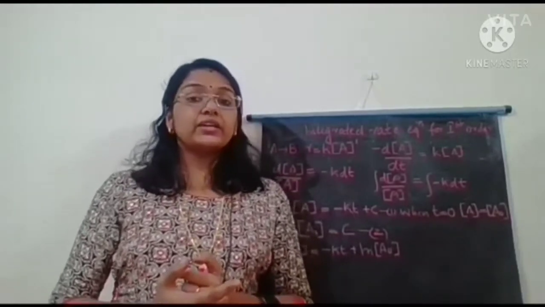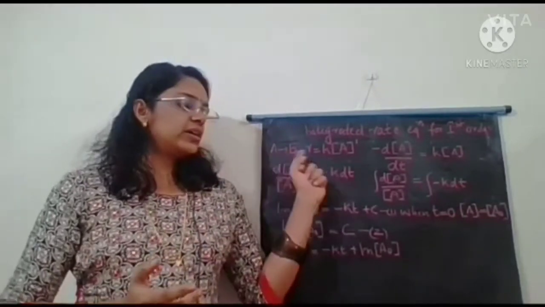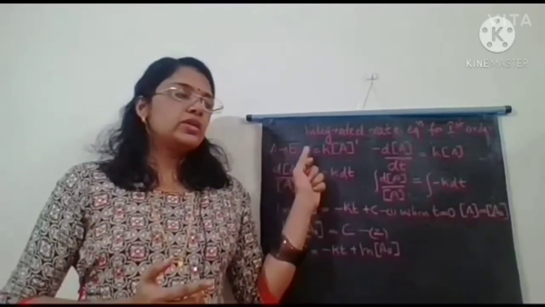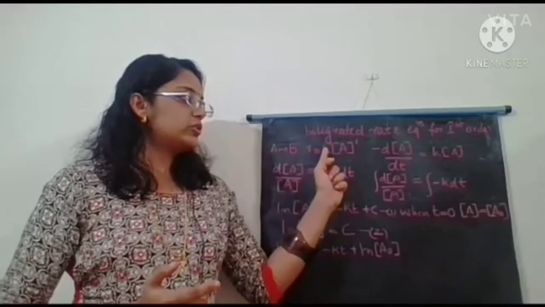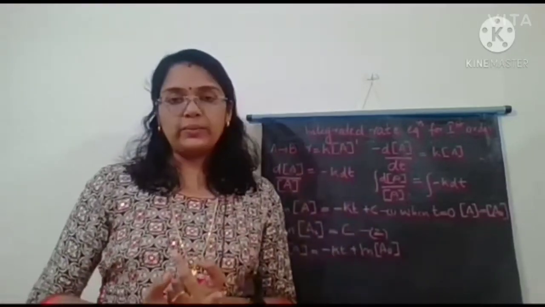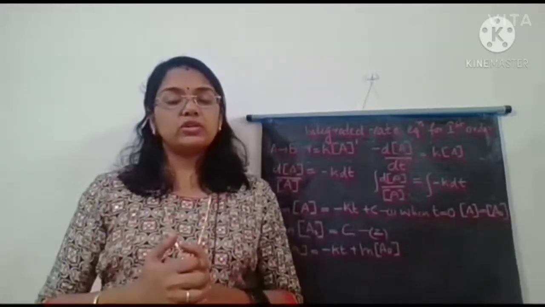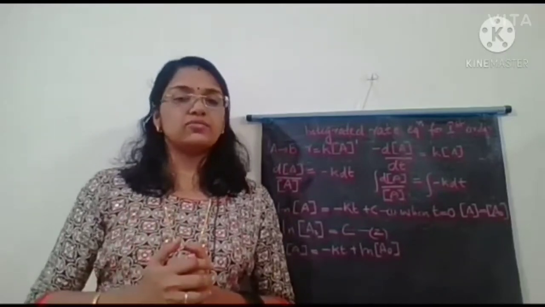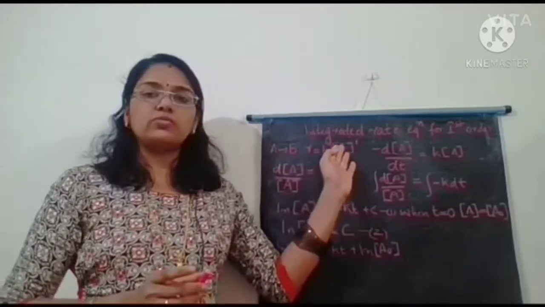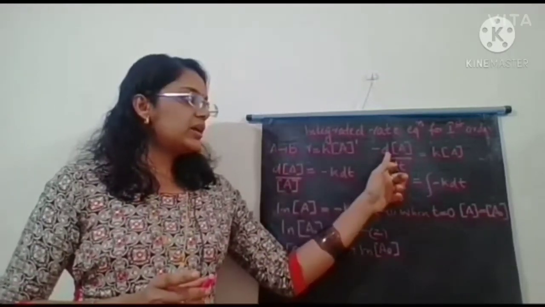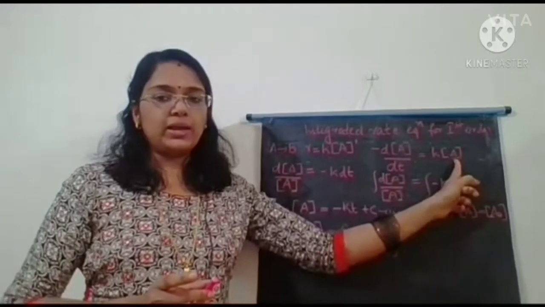Next, we can discuss the integrated rate equation for a first order reaction. Generally we can take a chemical reaction A to B. If it is a first order reaction, we can write the rate equation as r is equal to k into concentration of A raised to 1. In a first order reaction the rate depends upon the concentration of only one reactant. Here rate can be written as minus dA divided by dt is equal to k into concentration of A.